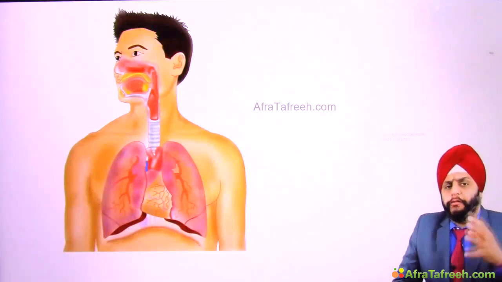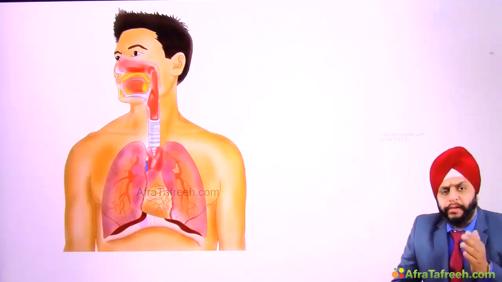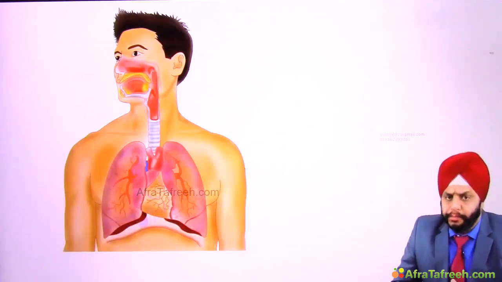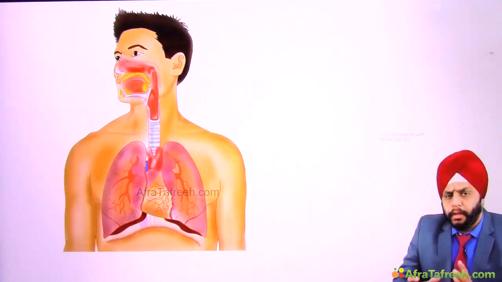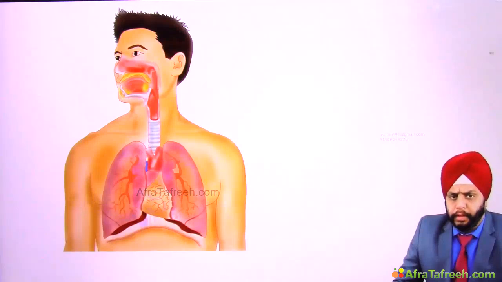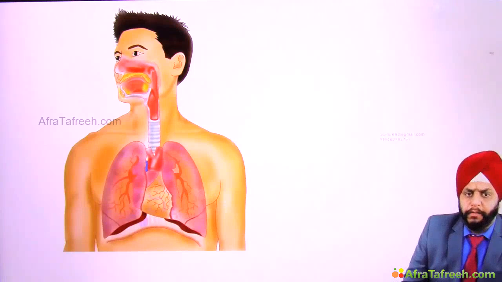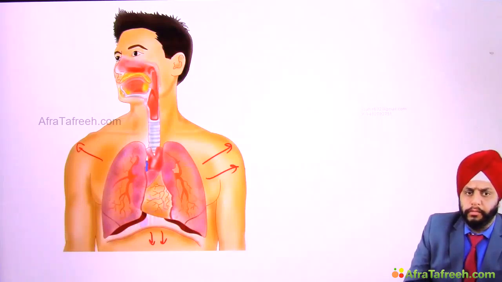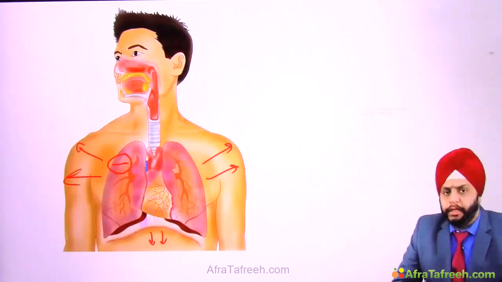Now this photograph shows you the whole airway right from the nasal cavity to pharynx, larynx, trachea and the lungs. Okay, now what happens during this whole respiratory process? During inspiration, as we discussed, the diaphragm goes down, the thoracic cage goes out, and that generates a negative pressure. This negative pressure pulls the air in.